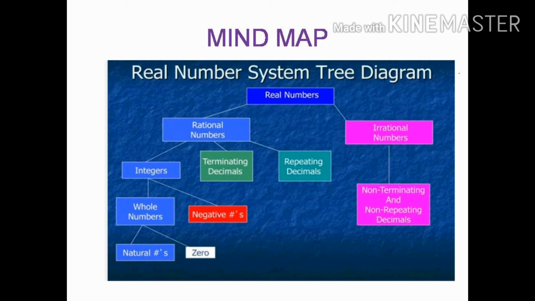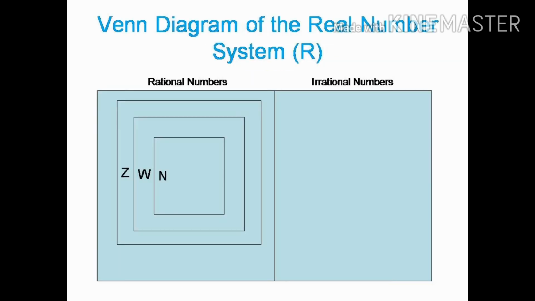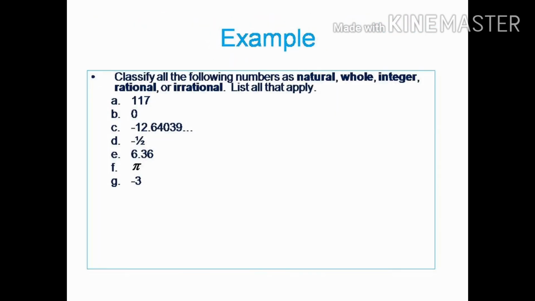And the next one, natural numbers and zero. These two together form the whole number set. Okay, see, this is one diagram of the real number system. The real number system has two parts, rational numbers and irrational numbers. In the rational numbers we have integers, which is denoted by Z, whole numbers, which is W, and the natural numbers, which is denoted by N, and the irrational numbers.